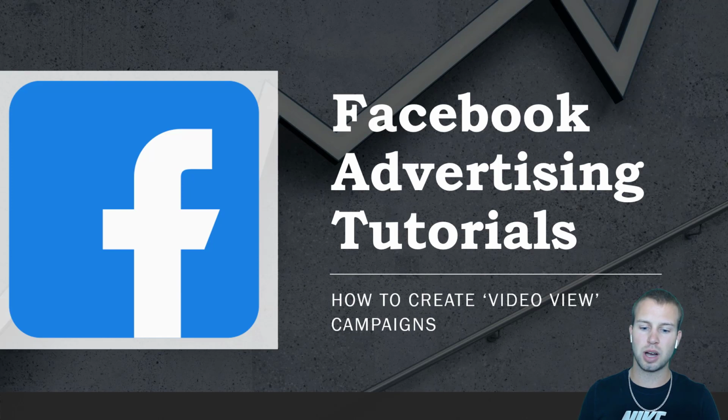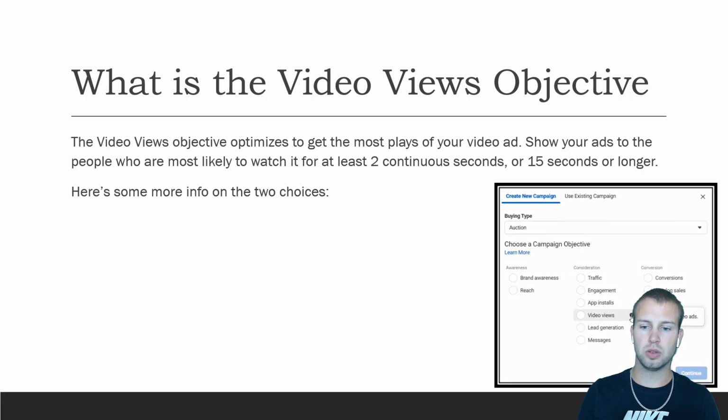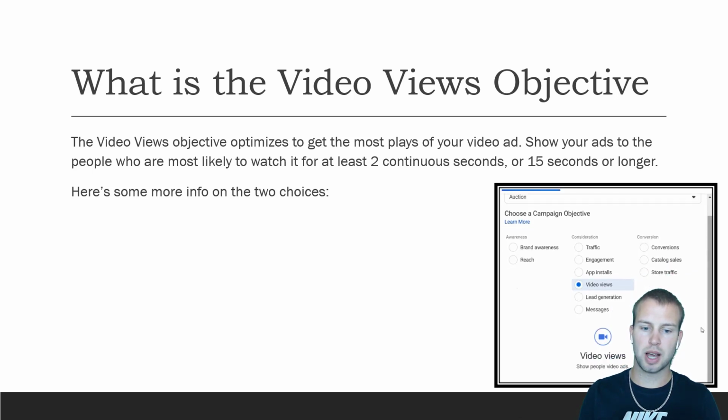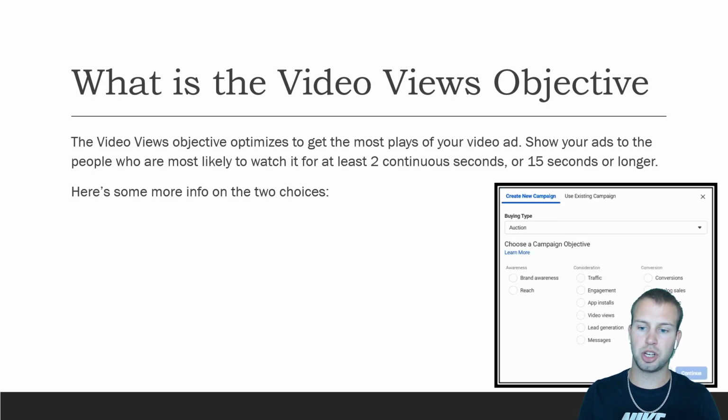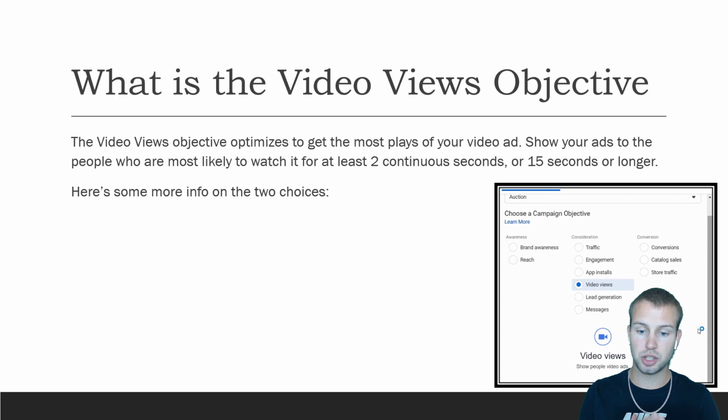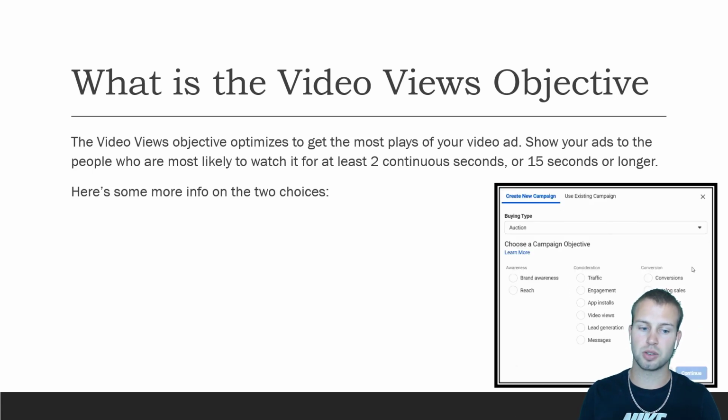And in this video, I'm going to be covering an in-depth tutorial on how to create video view Facebook ad campaigns. So let's hop into it. So what is the video views objective? Well, the video view objective optimizes to get the most plays out of your video ad. So you can show your ads to the people who are most likely to watch it for at least two continuous seconds or 15 seconds or longer.